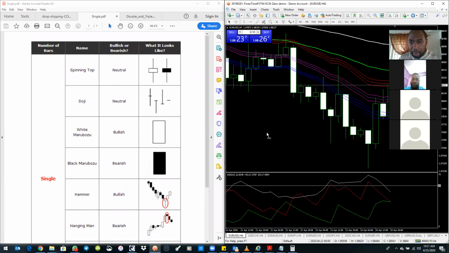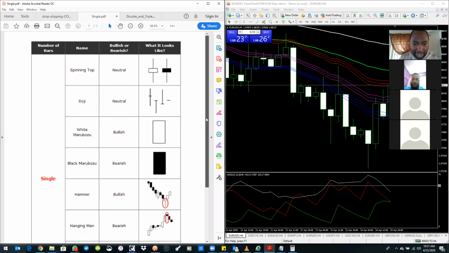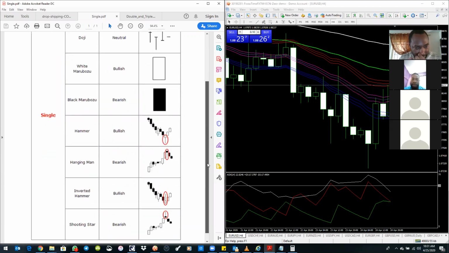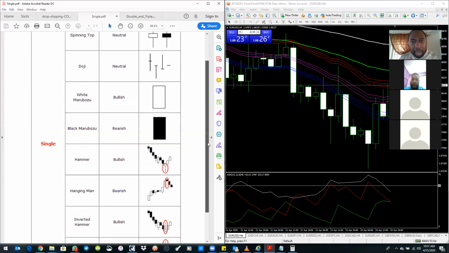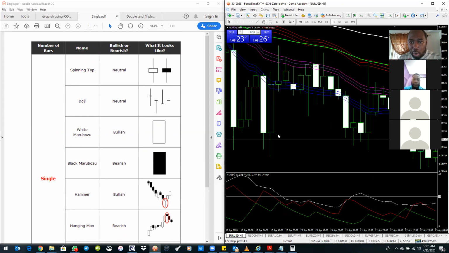Also, this doji or the hammer, like I said, different books or different literature might call it a different thing. It doesn't occur so often.